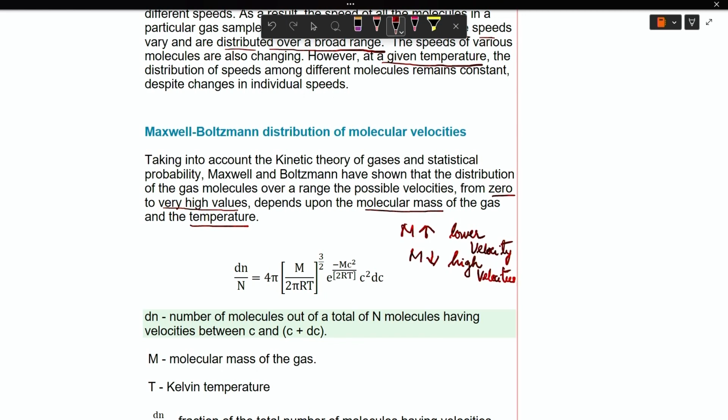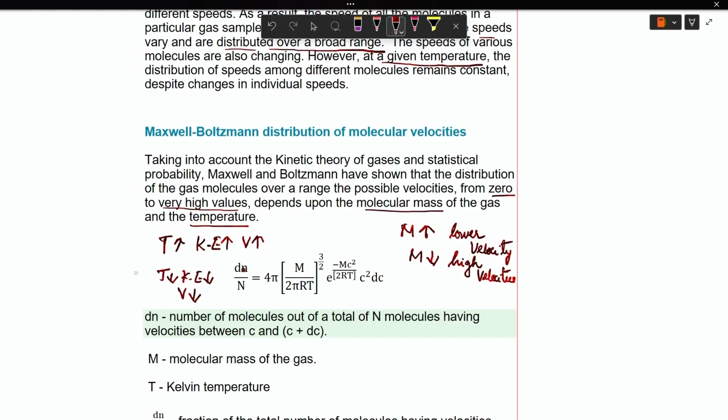Now, when we come to the temperature, when temperature is high, the kinetic energy of the molecules will be high, and if kinetic energy is high, they will be moving with a high velocity. When temperature is low, kinetic energy will be low, and automatically the velocity will also be low. So, these are the main two factors that determine the velocity of the molecule. Once the mass is increased, the velocity is lowered. If the temperature is increased, velocity is increased because they have high energy and they can move fast.